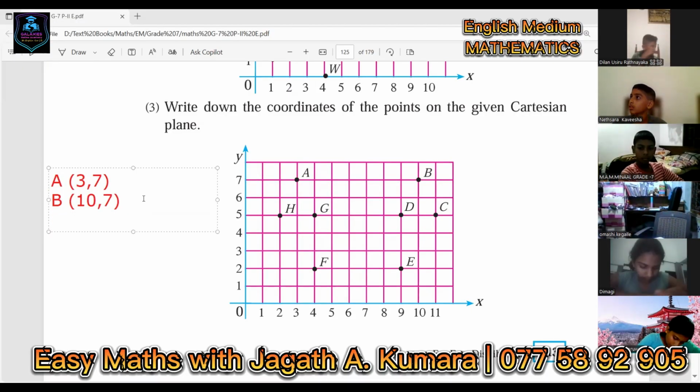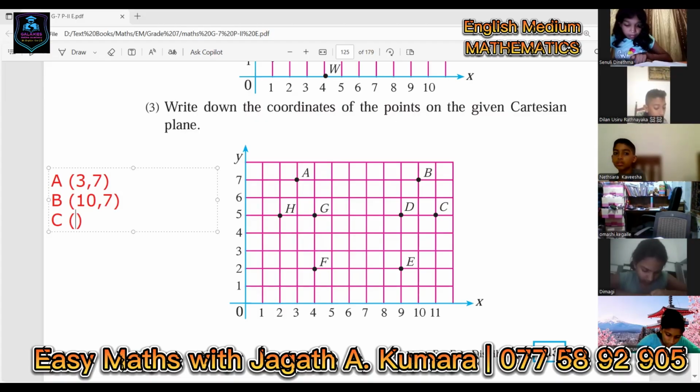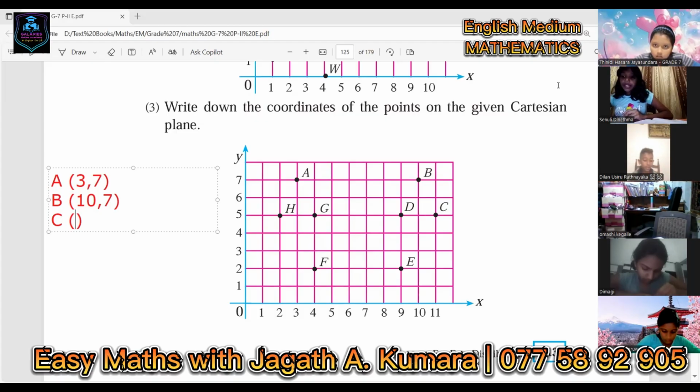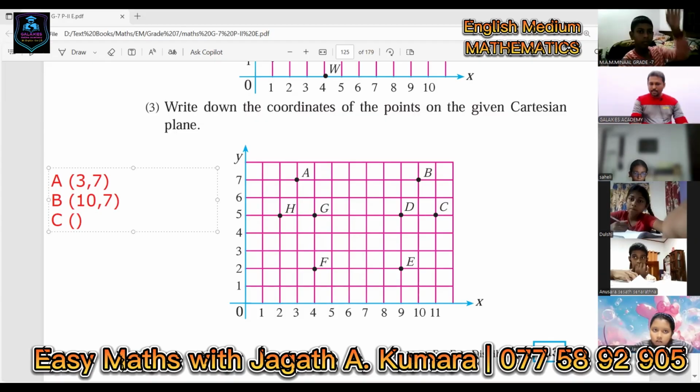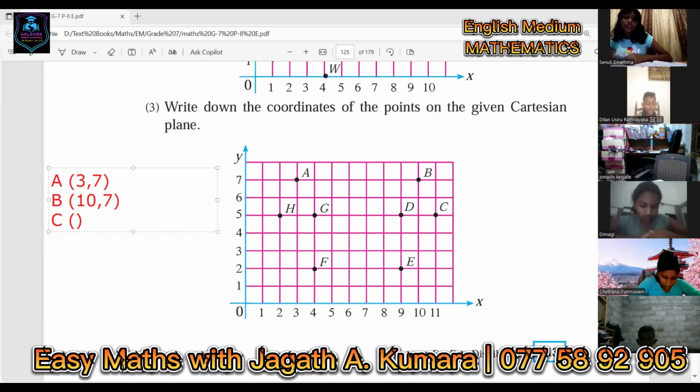Right. Then point C. What are the coordinates of point C? Who did not give the answer early? Sandil? Sir, I didn't tell, sir. Okay, this one, Sandil, tell the answer. 11, 5. 11 comma 5, x coordinate 11, y coordinate 5.